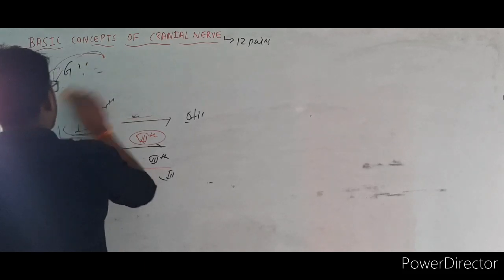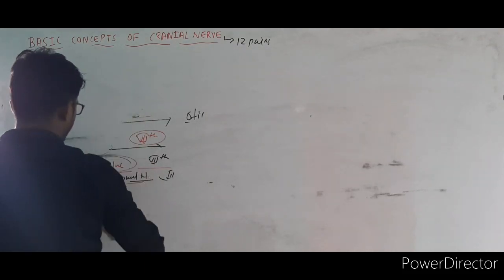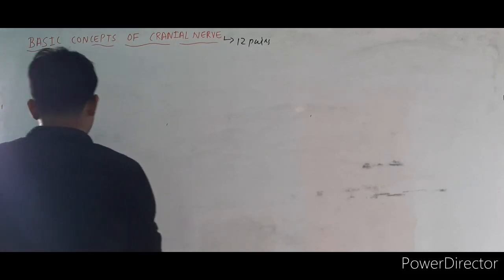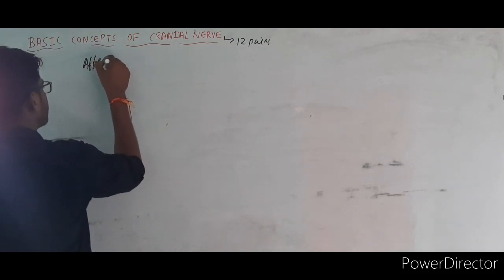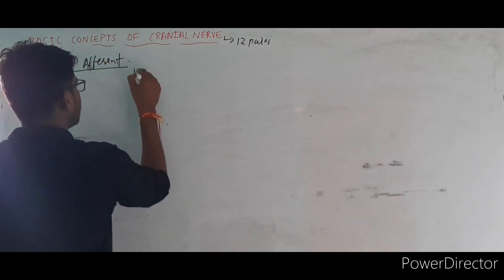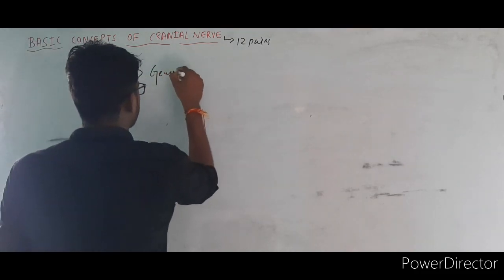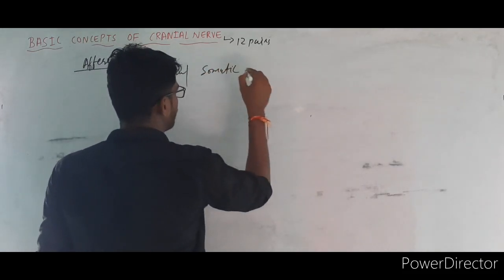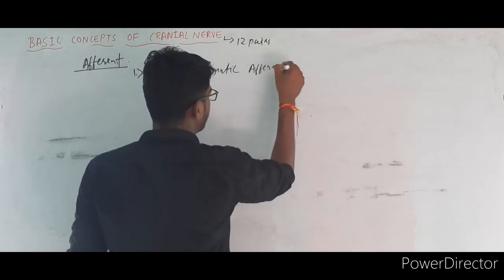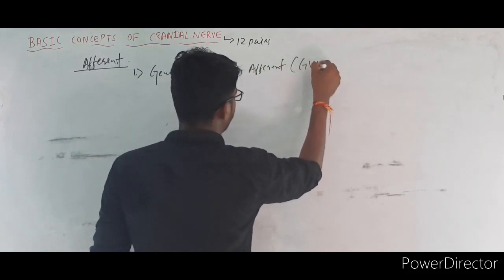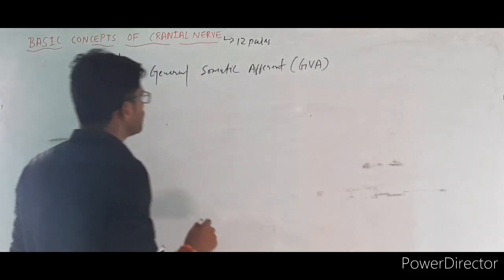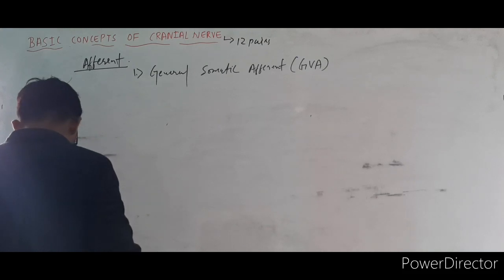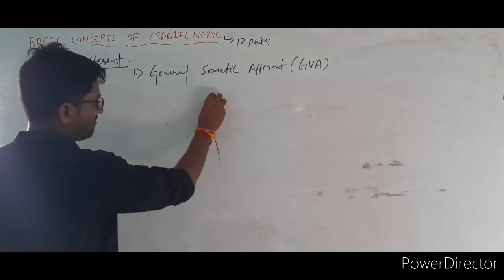Now, in the afferent, what is happening? First of all, we are talking about the afferent. First, general somatic afferent. Can you tell me what the general somatic afferent will do? They carry the general sensation of pain and temperature.